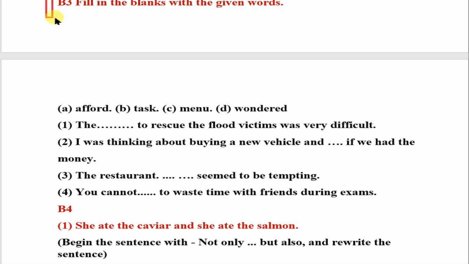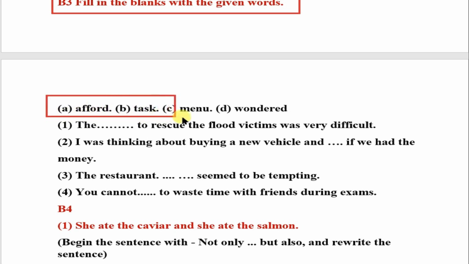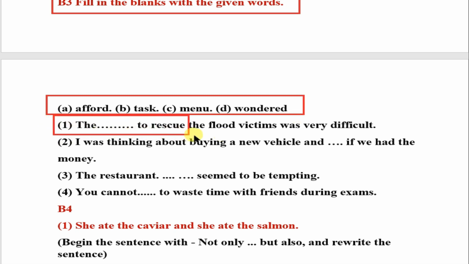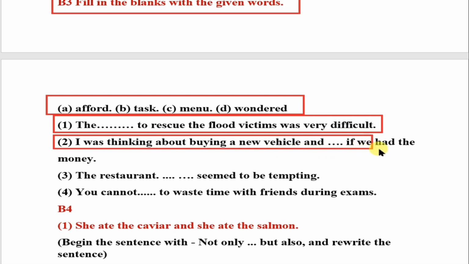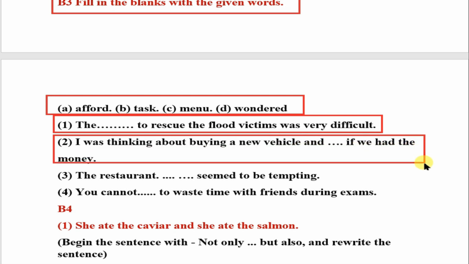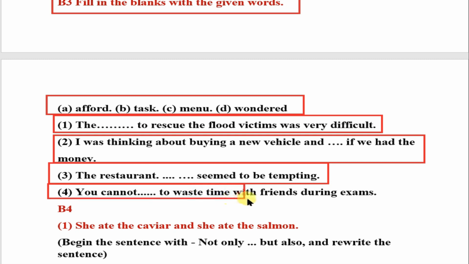B3, fill in the blanks with the given words. Words are given here. A, afford. B, task. C, menu. D, wondered. And the sentences are 1, the -- to rescue the food victims was very difficult. Next one, I was thinking about buying a new vehicle and wondered if we had the money. Third one, the restaurant -- seemed to be tempting. And fourth one, you cannot -- to waste time with friends during exams.